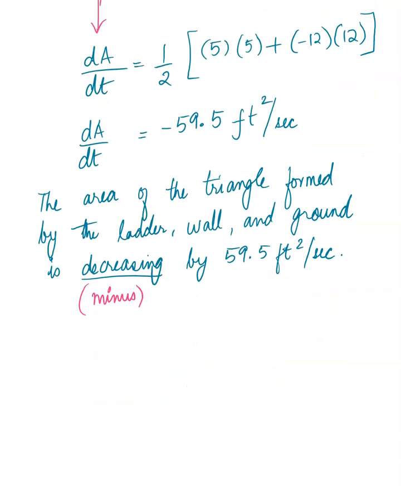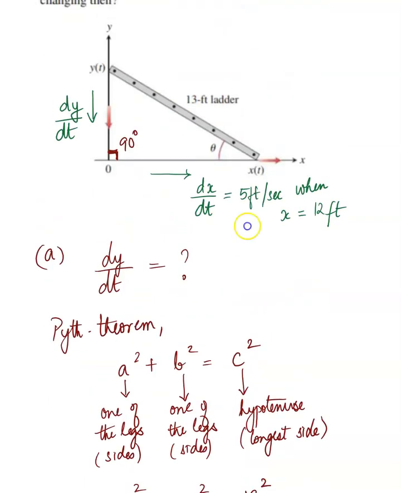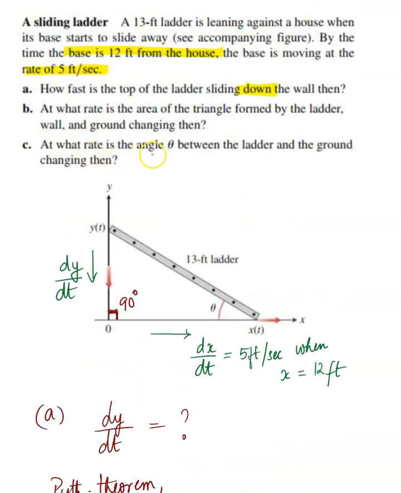Okay, and then let's move to part C. I'll take you back here to the question. At what rate is the angle theta between the ladder and the ground changing then? So the angle is between the ladder and the ground. So here, of course, we are called upon a bit of trigonometry. Trigonometry will help us to deal with that angle.